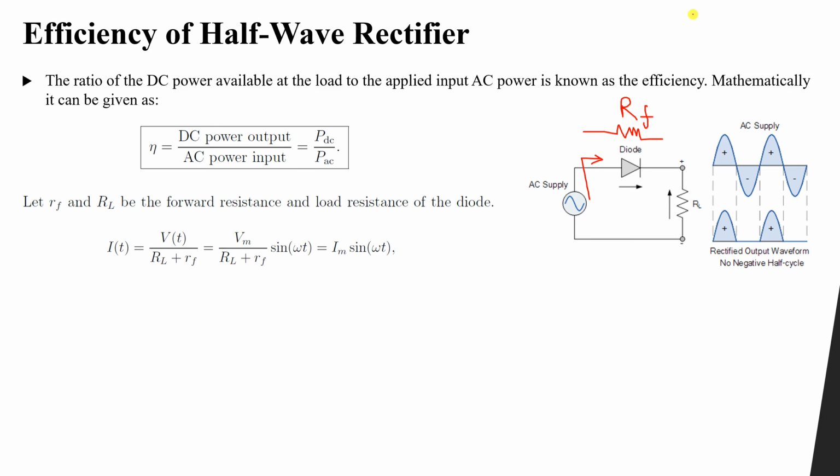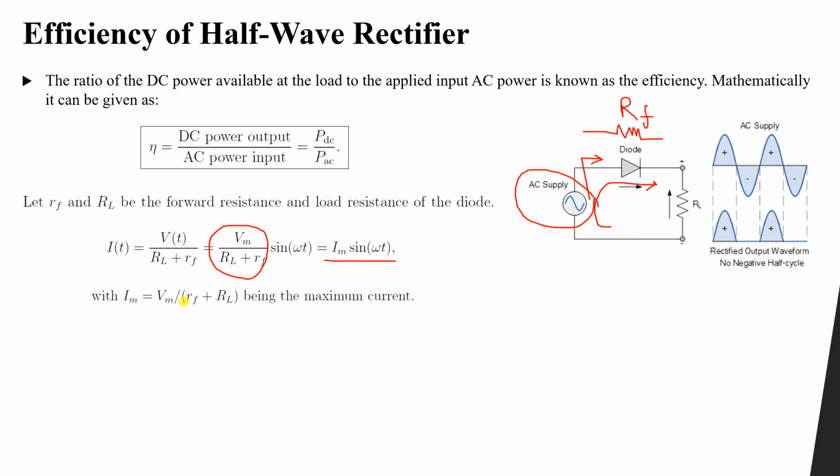So if you would like to get the current at any instant flowing through this circuit, it will simply be equal to the supply divided by RF plus RL, by KVL, V over the total resistance. And V as a function of time is Vmax sine omega t. So Vmax over RL plus RF gives I max sine omega t. So our maximum current is Vmax over RF plus RL.